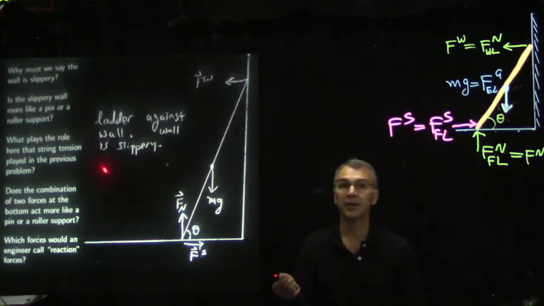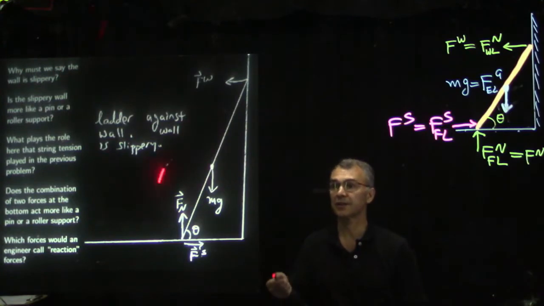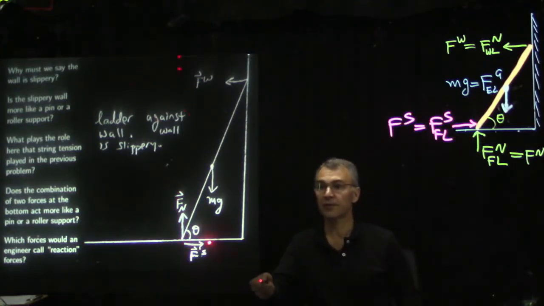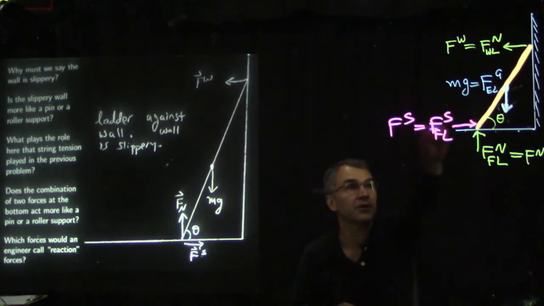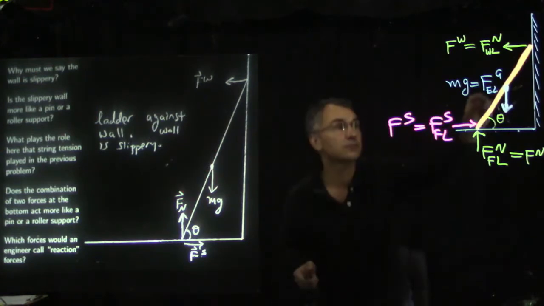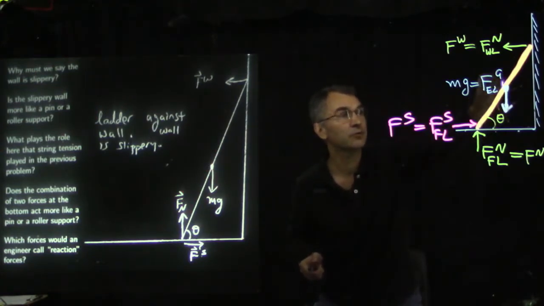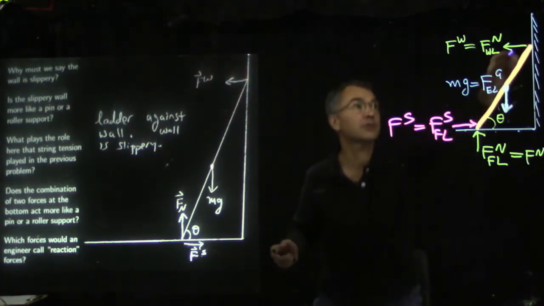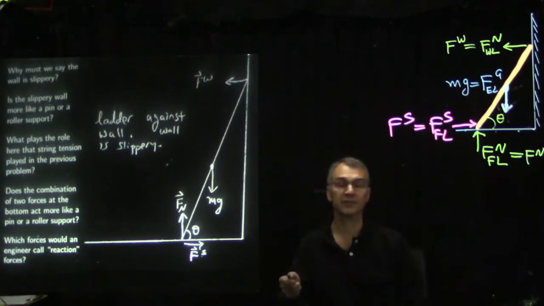Now we can compare with my pre-drawn diagram. My diagram has F normal acting upward at this lower corner. We have F static acting to the right. We have mg acting downward from the center of the ladder. And then here is F wall acting to the left at the top of the ladder.